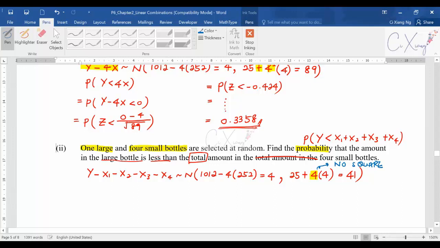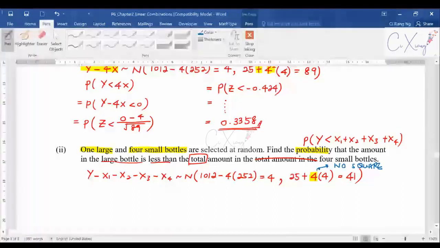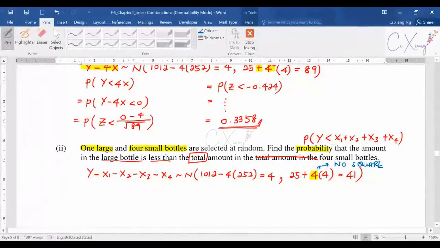Can you see the difference? Okay, so why is there no square? Because when you want to find the variance, you add all the variances together. You are not taking out the number. Right, so this is the difference. So please make sure you take note of this. Okay, this is the main thing that I want you to realize.